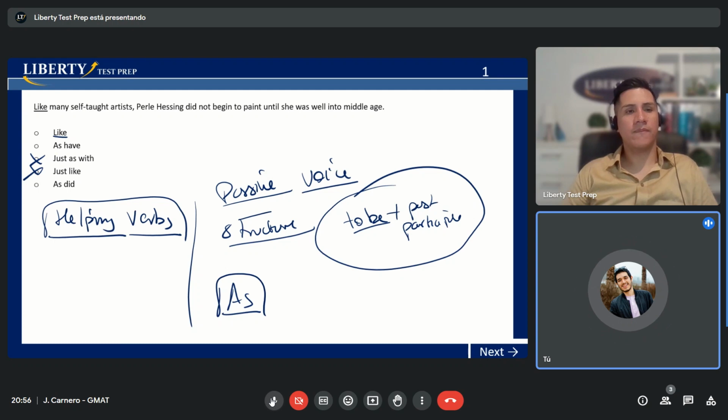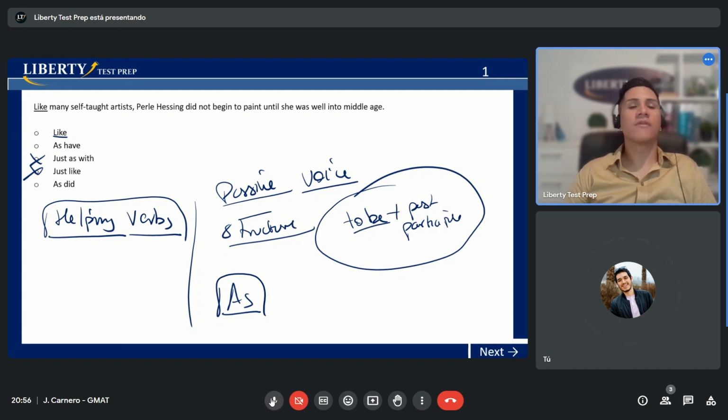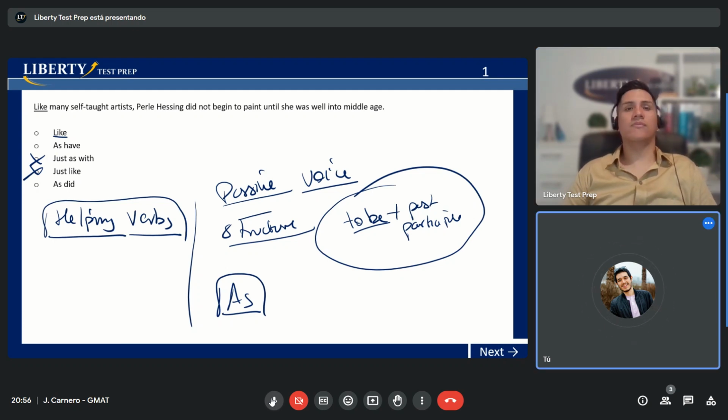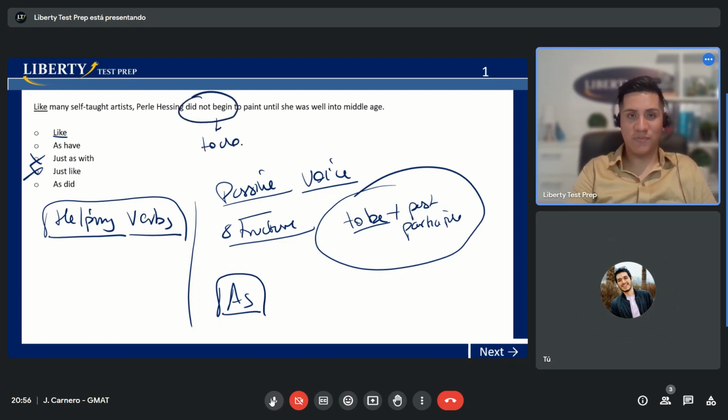In B is to have, and letter B is have. Yes, right. Have. Very good. Usually they're going to use helping verbs to do what? To replace other verbs of the same kind. What's the verb it's trying to replace? Well, the verb did not begin. So this gets replaced with to do. So have is out, that's out.